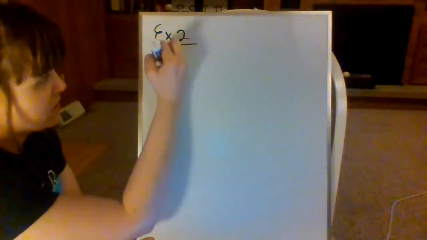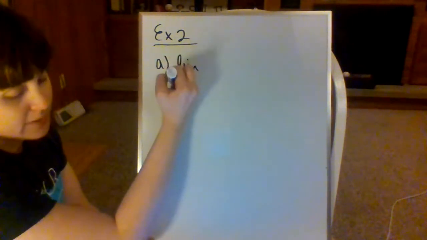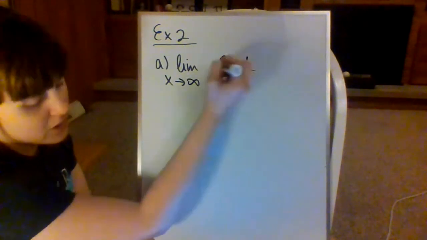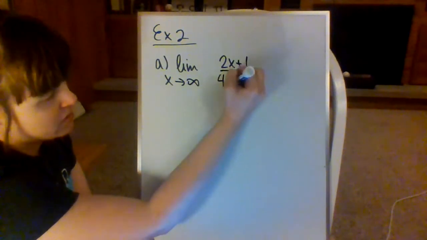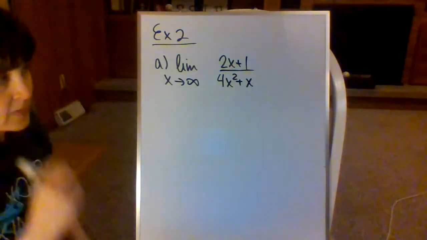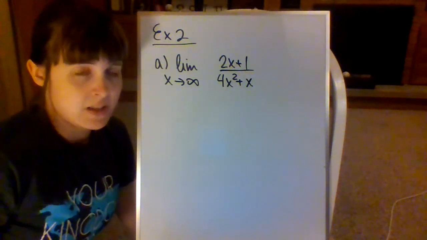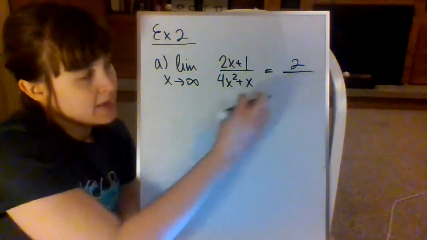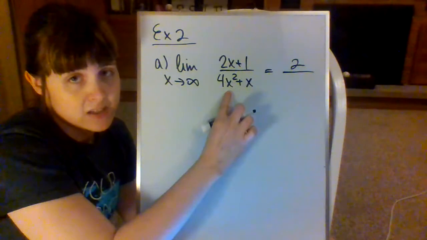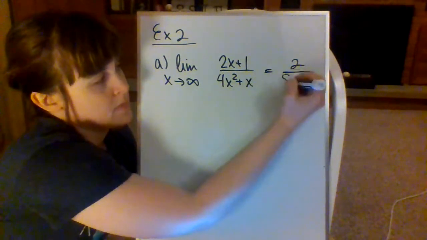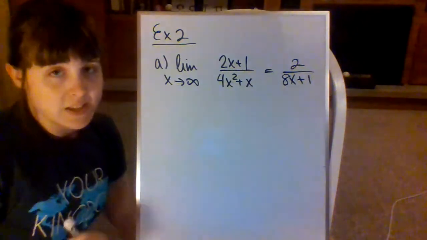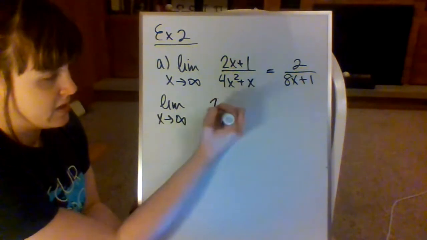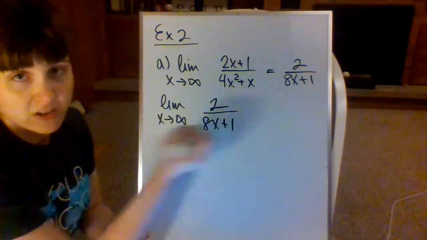So example 2, part A says find the limit as x is approaching infinity of (2x plus 1) over (4x squared plus x). So we have to find the derivative of these things. The derivative of the top part is going to be 2. Now, this is going to become 8x plus 1. So now we're finding the limit as x approaches infinity of 2 over (8x plus 1).